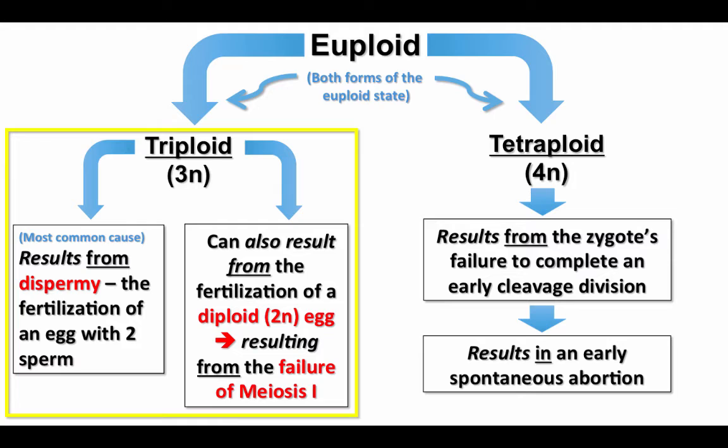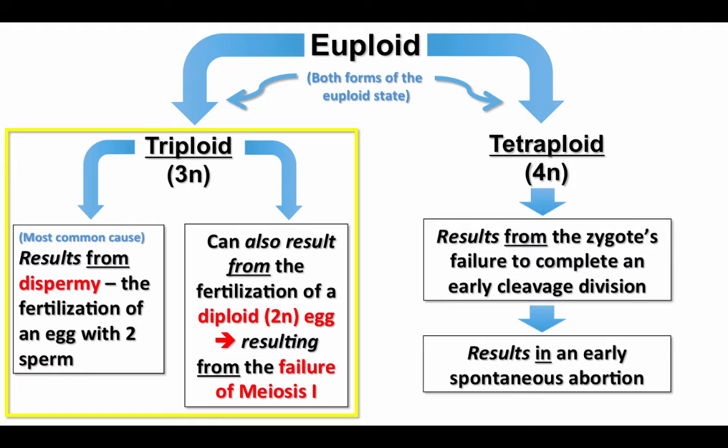So let's talk about some of the mechanisms by which these euploid states come about. First we will talk about the mechanisms by which the triploid state comes about, and then we'll talk about the tetraploid state. Later on, very shortly, within this lecture, we'll talk about the clinical sequelae that come about as a result of these different mechanisms.